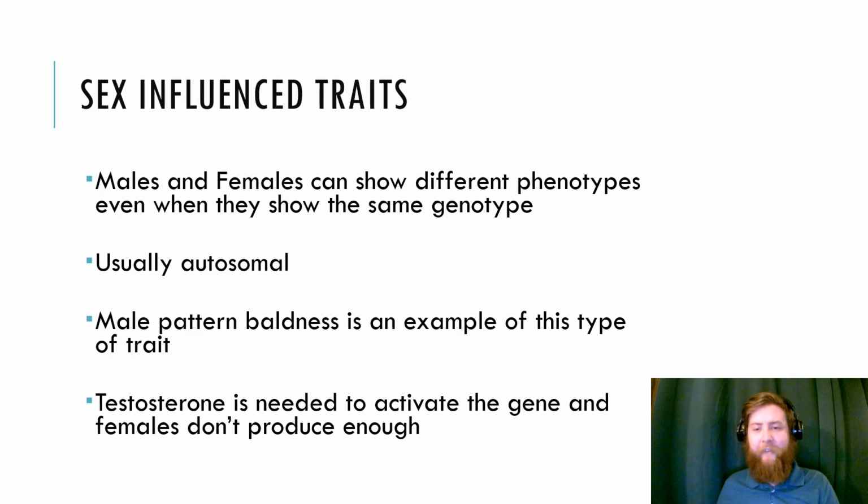Our next inheritance pattern is sex-influenced traits, where both males and females can have different phenotypes, different appearances, even though they have the same genotype. So these things are usually autosomal, because if they have equal opportunity to get them, they have the same genotype. An example of this is male pattern baldness. To show male pattern baldness, testosterone is required. So females don't produce enough natural testosterone to show this male pattern baldness, so that's why they don't get the receding hairline that we see in a lot of men.